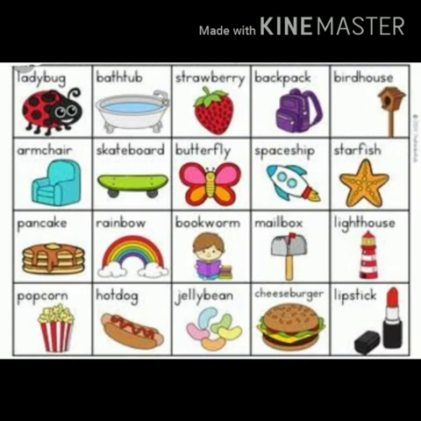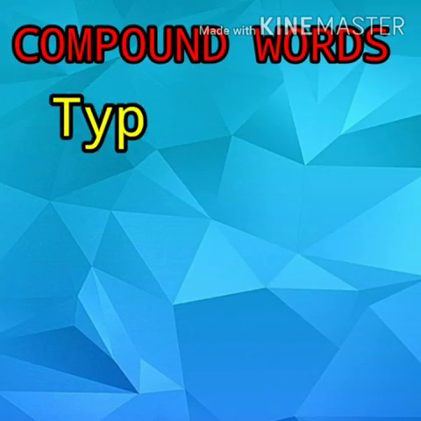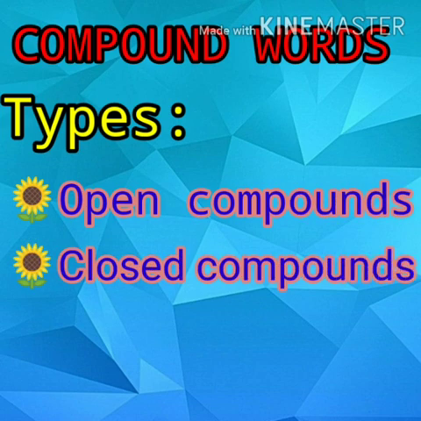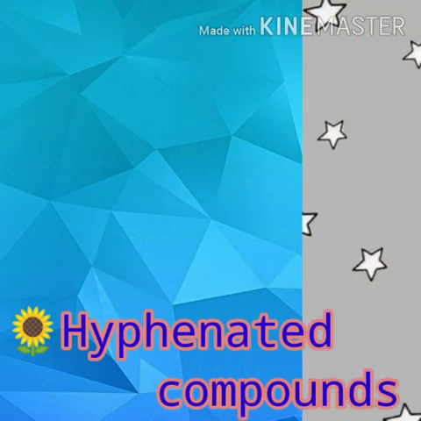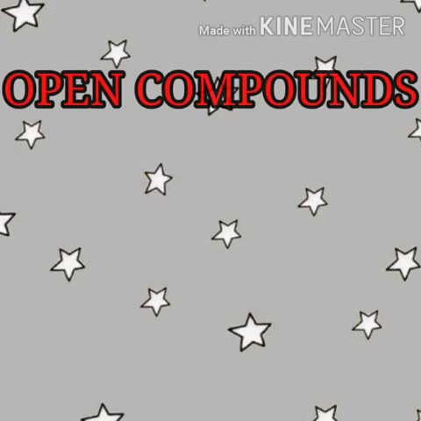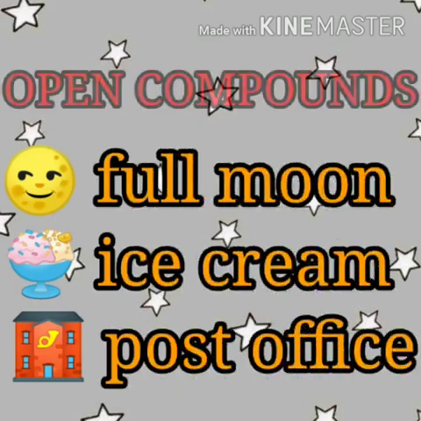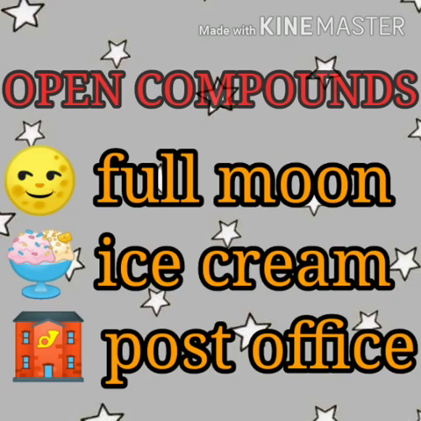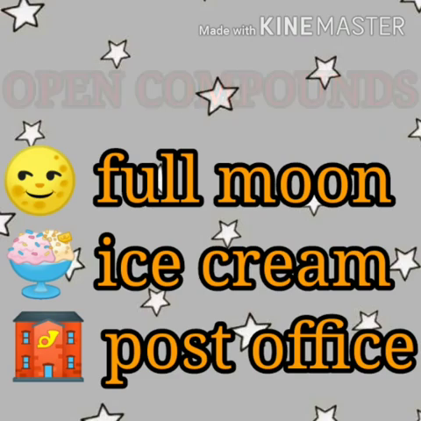And now we can see the compound words. The compound words can be written in 3 ways, such as open compounds, closed compounds, and hyphenated compounds. First, open compounds we shall see. In open compounds, the words have space between them. Though they seem separate, joined together they give new meaning. Example, we shall say full moon, ice cream, and post office.